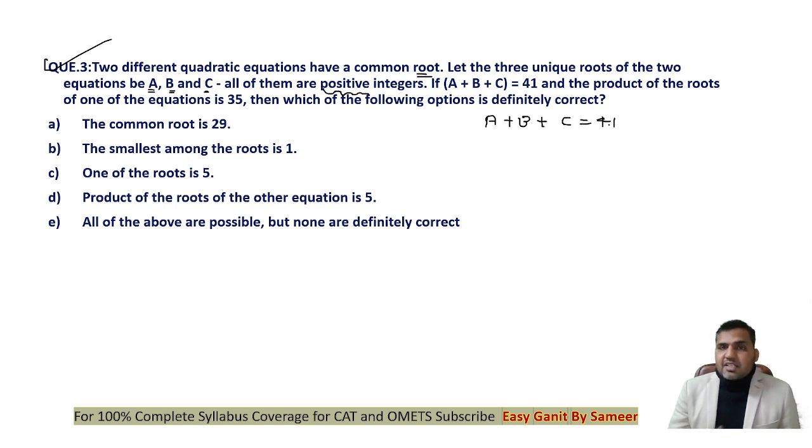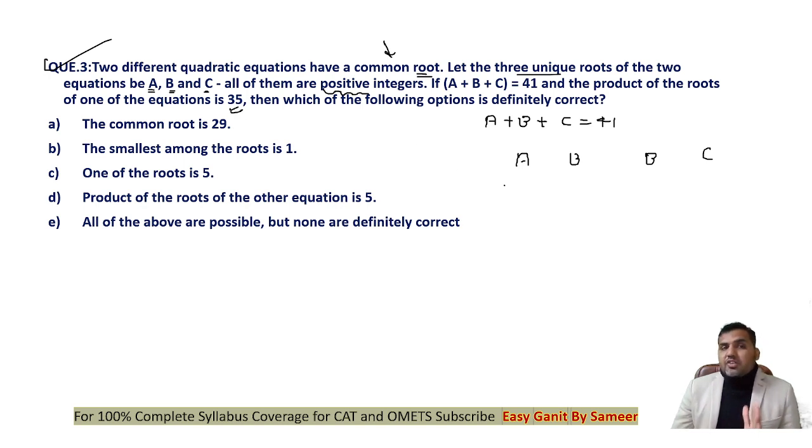Now, two quadratic equations have a common root. It's given to us. If two quadratic equations have exactly one common root, then there are three unique roots, right? The three unique roots of the equations be a, b, and c. Let's say that one of the quadratic equations has roots a and b, and another has b and c. Let's say b is the common root, right? The summation of a, b, and c is equal to 41, and the product of the roots of one of the equations is 35. So guys, there has to be one equation where the product of roots is 35.